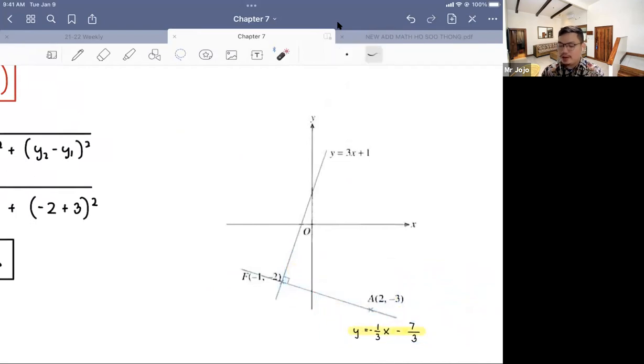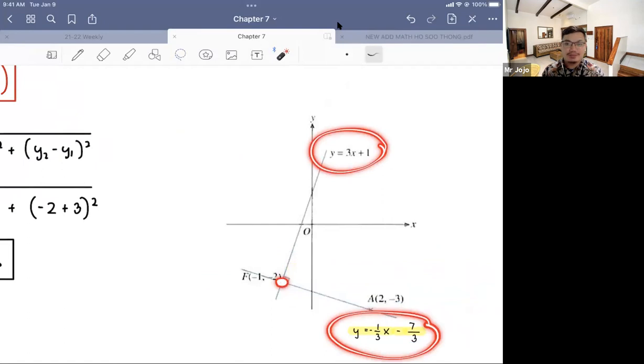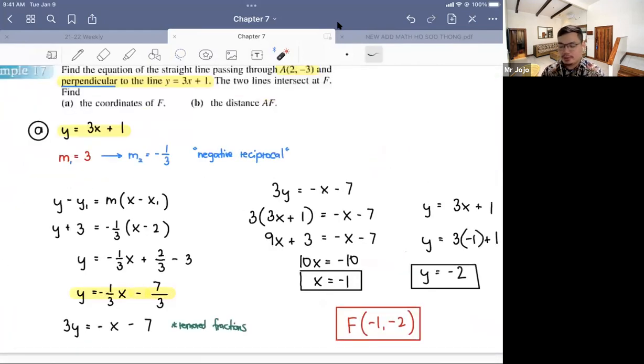Okay? So now you have your equations. Now, the question here is what are the coordinates of point F? So basically, class, to solve for this, you just need to solve them simultaneously, either by elimination or substitution. All right? So let's do that. Let's solve them now.